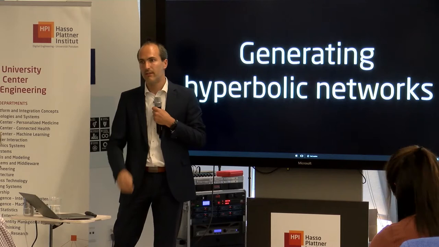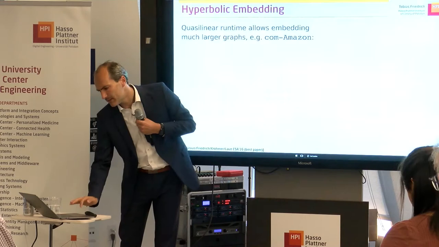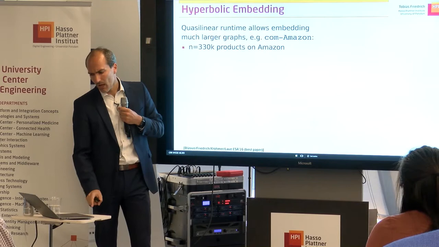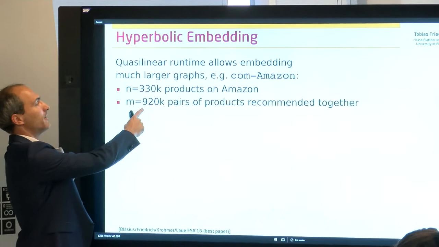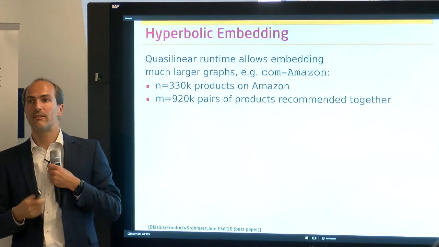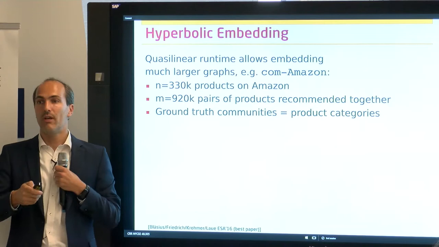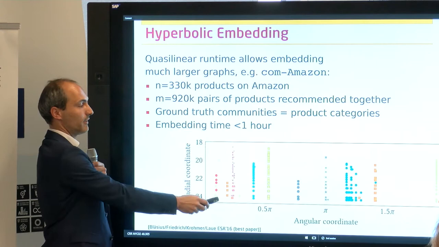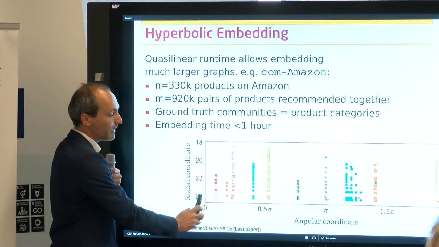I can show you one embedding, since you ask, of the Amazon recommendations. So I take 300,000 products from Amazon and use the edges between two products that are recommended together. So they are supposedly similar. And if I embed this network into the hyperbolic plane, then I observe that similar products, where the ground truth is what product category the product is in, actually get the same angular coordinate. So I do find meaning in this embedding.